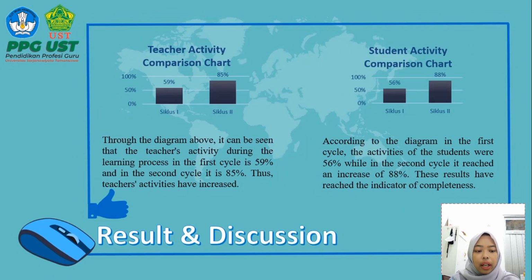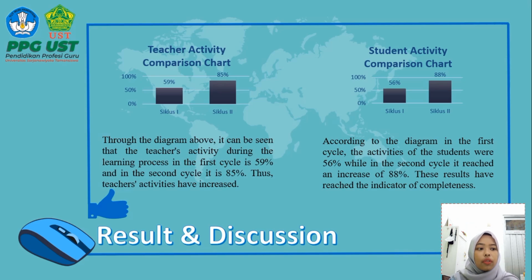Next, the results and discussion. This research produced 3 data. First, teacher activity comparison chart. From this data it can be seen that the teacher activity has increased from 59% to 85%. Second, student activity comparison chart.